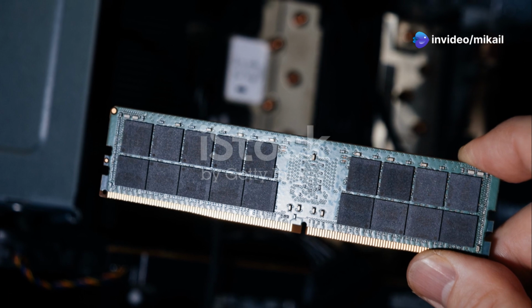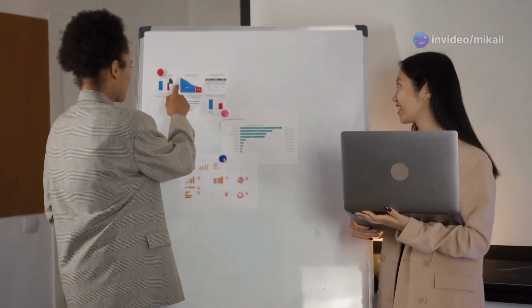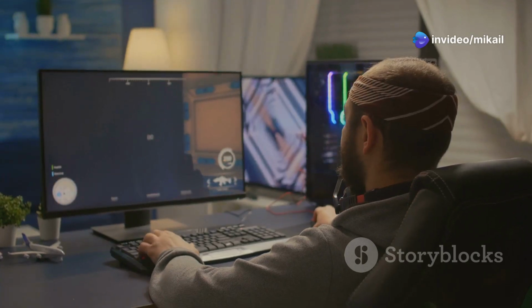Next, we have RAM, the computer's short-term memory. Think of it as a giant whiteboard where the CPU can quickly access frequently used information. This information could be anything: the website you're browsing, the document you're editing, or the game you're playing.